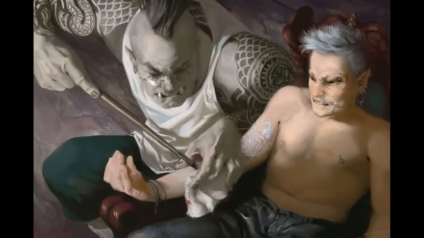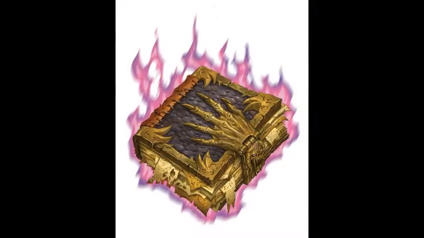Let's get on to the magic items. I've never been a huge fan of magic items, but I know a lot of people like them, which is understandable. So the big talking point is the Demonomicon. Yeah, it is. The Demonomicon.